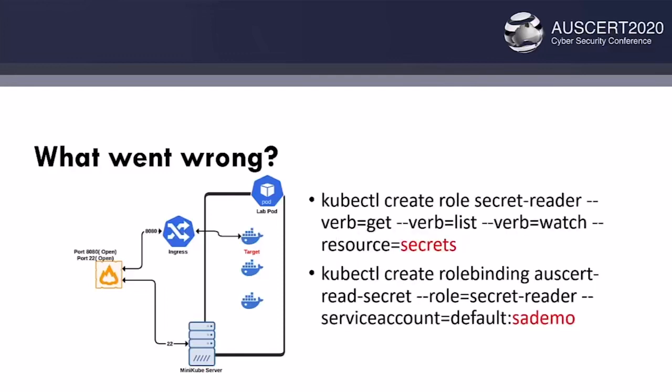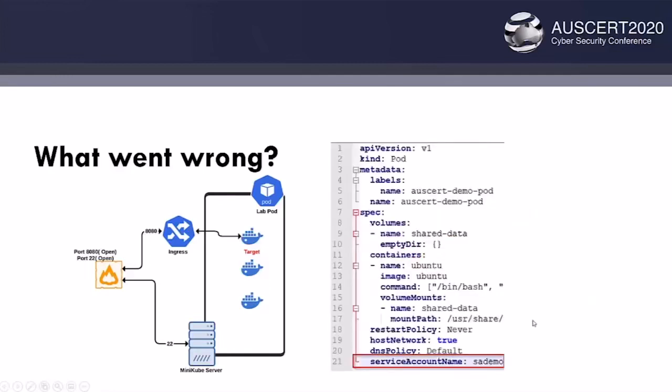These are the commands that I used to create this vulnerable setup. The first one creates a role that has the ability to read the secrets, and the second one creates a role binding which effectively applies that role to a certain account, which is the SA demo service account. And here is the YAML configuration of the pod. We can see that it runs under the service account SA demo, which has that role.